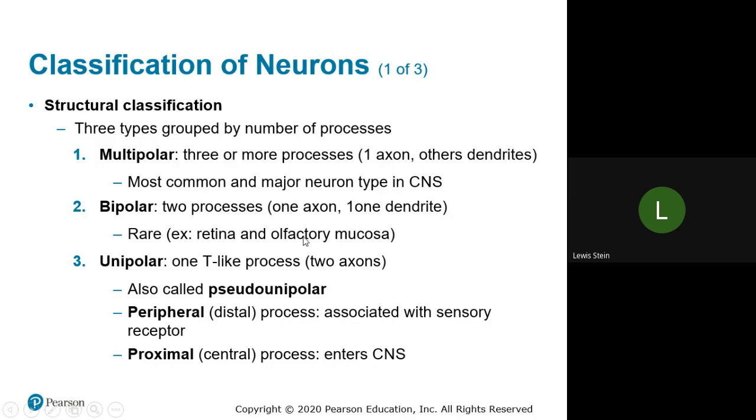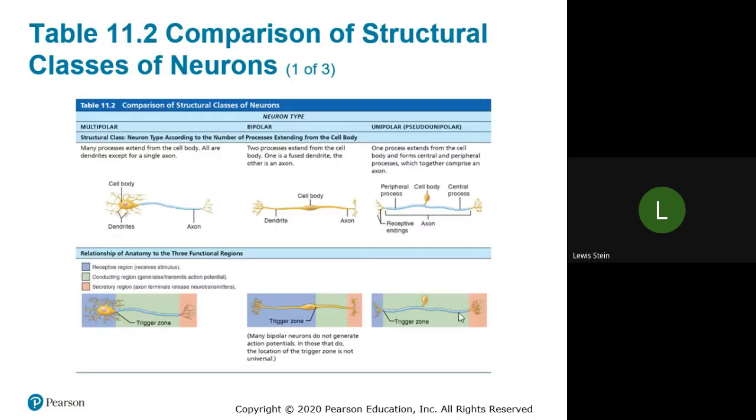You'll see them mostly abundantly in these areas. And the unipolar is the classic sensory nerve: light touch, hot, cold, sharp, dull, pain. The peripheral process is associated with the receptor. It makes its way dorsally back to the brain or spinal cord, but it forms a ganglia, a cluster of those cell bodies.